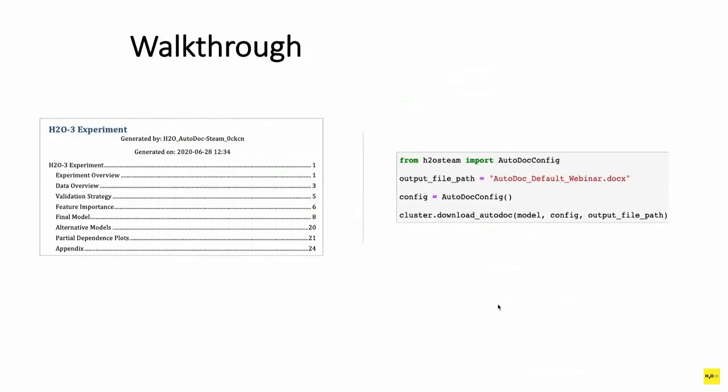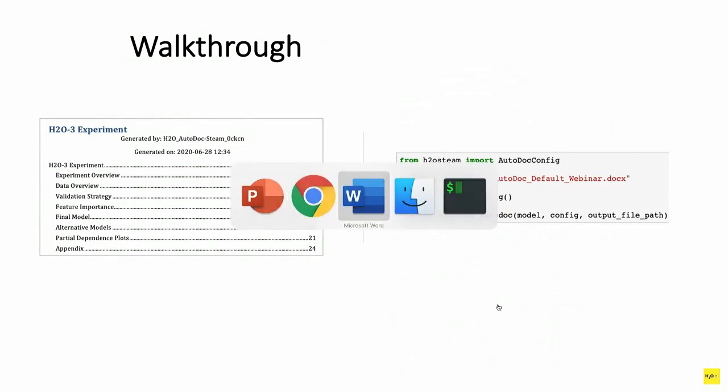So the walkthrough is going to go over the out-of-the-box template that you get with AutoDoc, and then we'll cover the 4 lines of code that I have on the right-hand side that you will be using to generate the AutoDoc. Now I'm going to switch to the document.